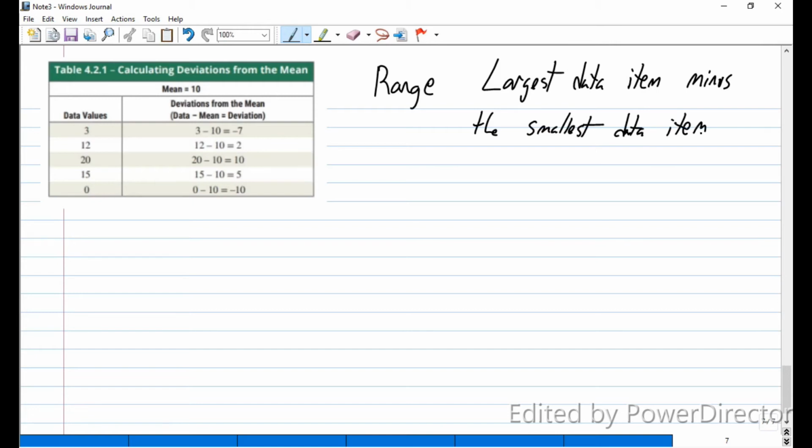And remember, if the smallest data item is negative, you're subtracting a negative, so you would have to add it. Okay? It's the largest minus the smallest. Real easy to find. Like if I wanted to find the range of these data items here, what's the largest? 20. What's the smallest? 0. The range is 20.